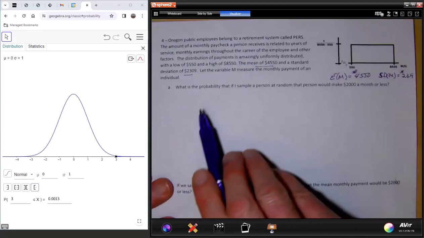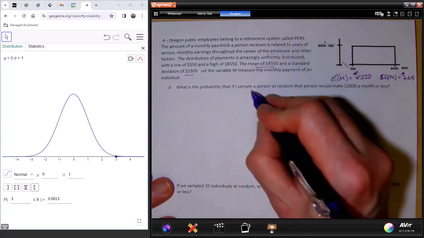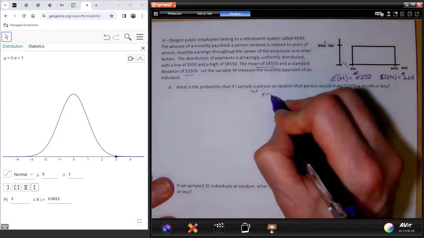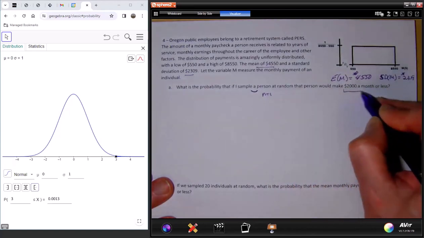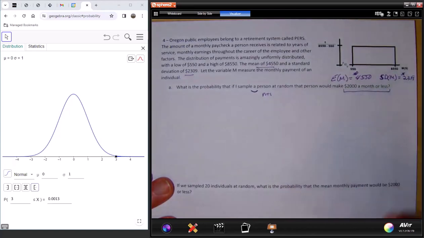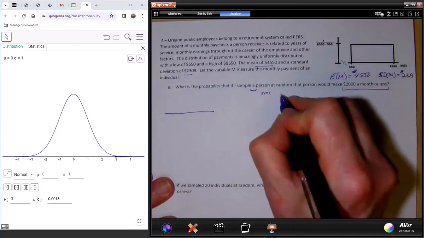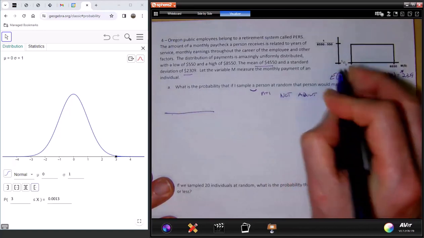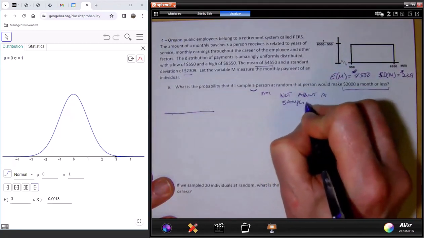Now here's the first question. What is the probability that if I sample a person at random, so I'm sampling one, that person would take 2,000 a month or less? So their income is 2,000, but I'm a single person, right? So this is not about a sampling distribution. It is just a question of the parent population.